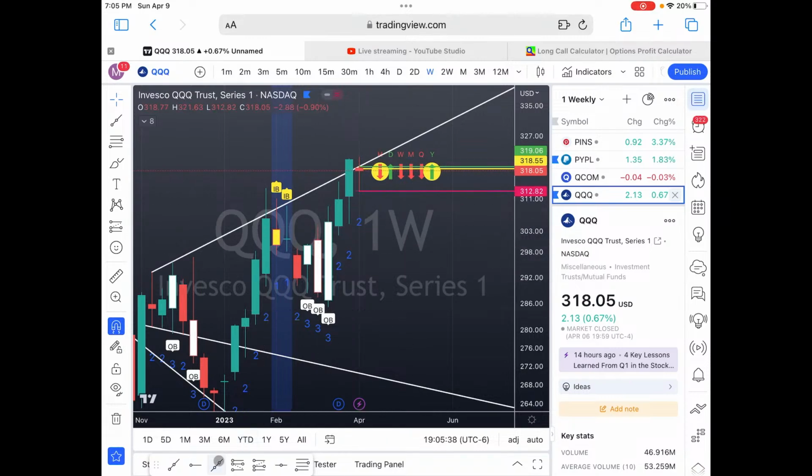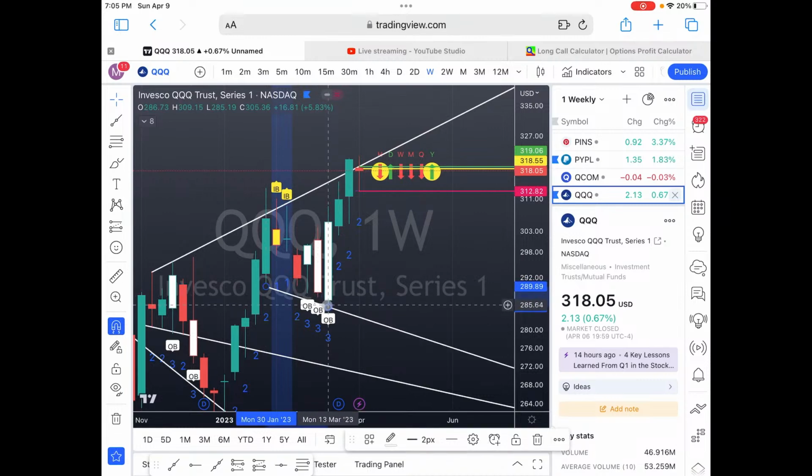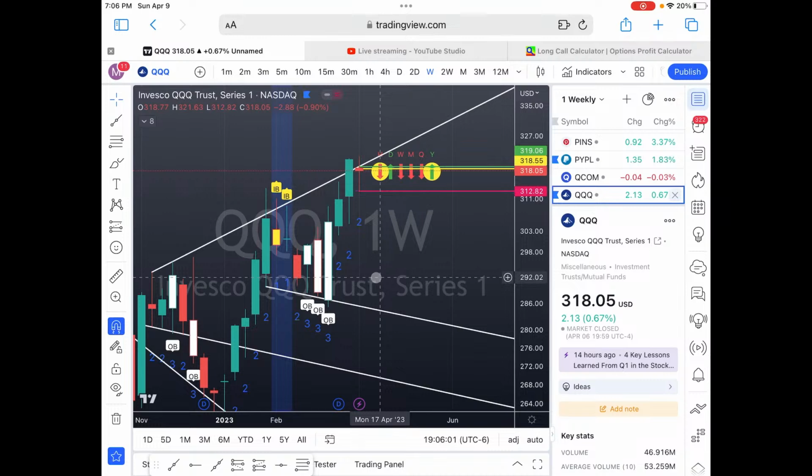Now, broadening formations are confusing to people because of this. We can draw them almost anywhere, okay? They can happen anywhere. We can't draw them anywhere, but you can have multiple setups for broadening formations, okay? So there's multiple ways they can happen.